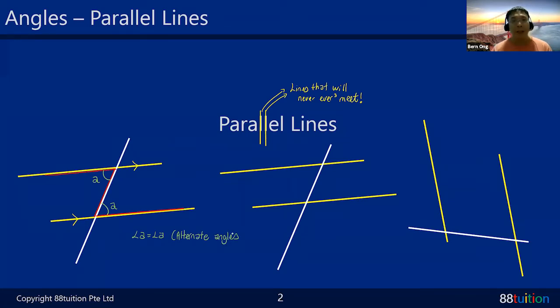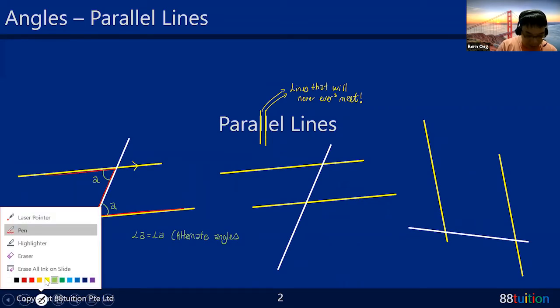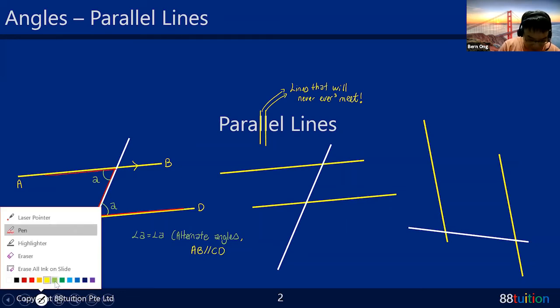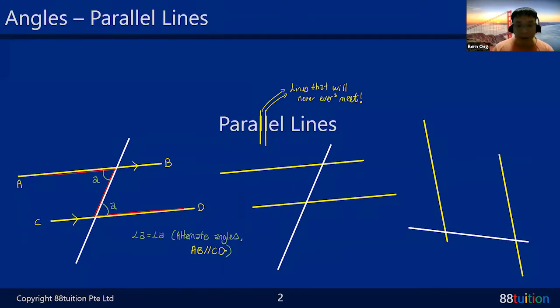Can? And try to be a little bit more detailed in your presentation. For example, they give you this line called line AB, and this line called CD. We additionally have to declare that AB is parallel to CD in order to activate this alternate angle. So we are giving quite a number of details here.